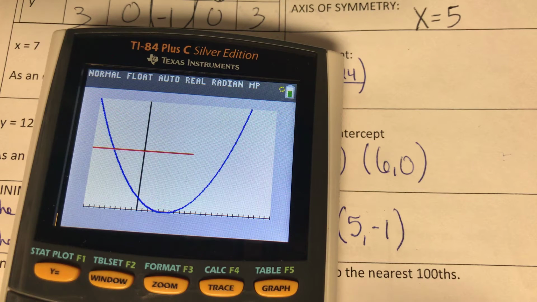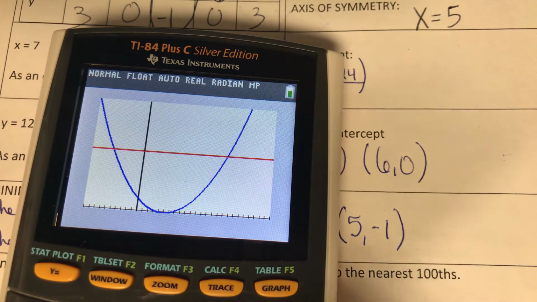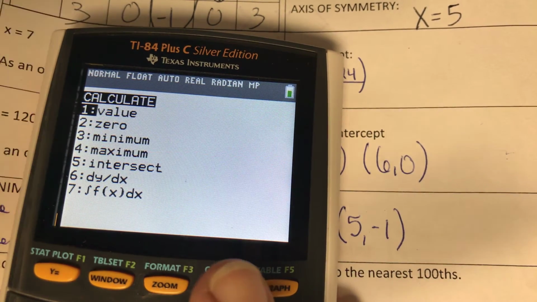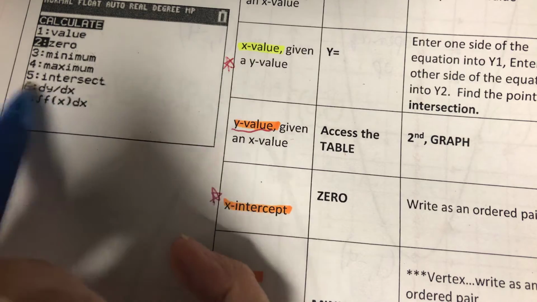All right, now I can see where it meets, and it's meeting twice. So again, once you do that, you're under second trace, and I think we're going to have to make a little addition in our notes now that I'm thinking about it. Under this, we're going to do y equals, we're going to enter one side of the equation into y1, the other one into y2, and then we're going to find the point of intersection, which shows up on option 5.